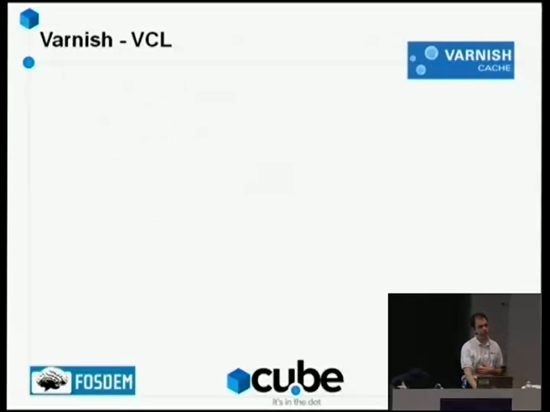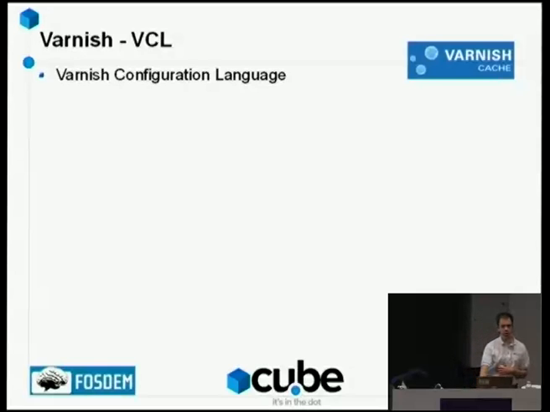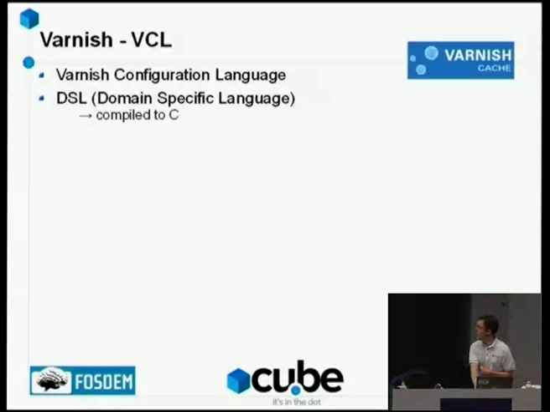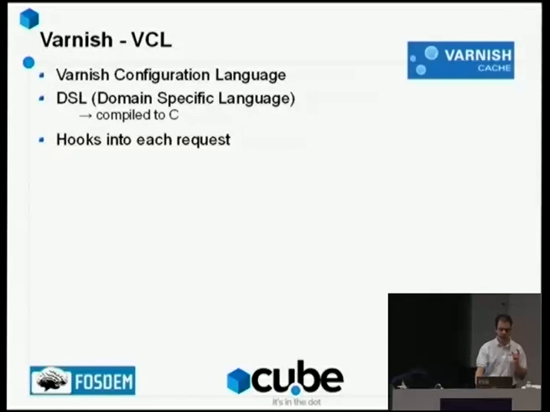It does have a thing called VCL, which is the Varnish Configuration Language. It's a domain-specific language. It's very specific to Varnish, and it compiles itself to C automatically, which makes it very fast. And it will attach itself to every single request that you make.